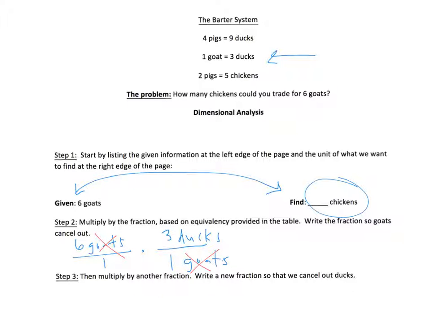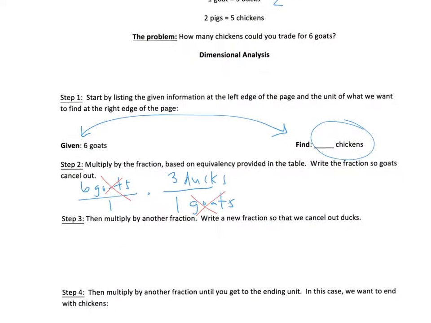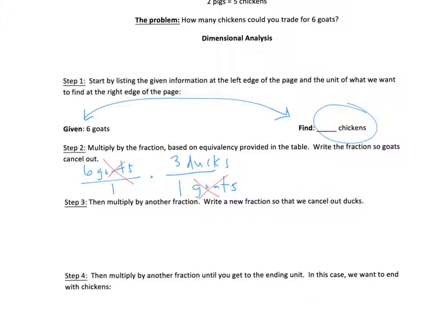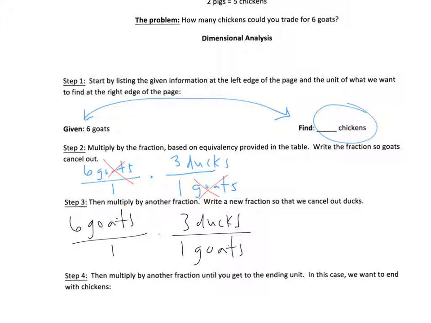But now our end result is ducks. But we don't want to be in ducks. We want to get to chickens. So now let's rewrite what we have here. So 6 goats over 1 times 3 ducks over 1 goat. Goats, keep it the same. So goats cancel out. Now let's multiply another fraction so that we can cancel out ducks.